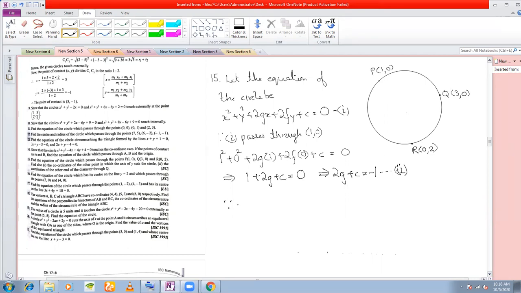Also it passes through another point. Since 1 passes through (3,0), it must satisfy 1. So therefore put it in 1. You get x is equal to 3, you put 3 square, y is equal to 0, you put.